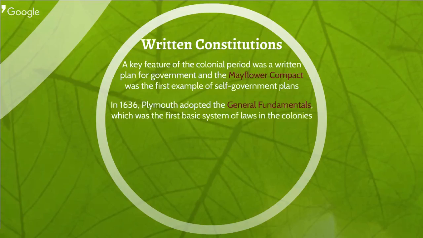In 1636, the colony of Plymouth adopted the General Fundamentals. And the General Fundamentals are the first basic system of laws in the colonies. So this would be similar to what you would find in the state of Ohio with the Ohio Revised Codes, or the Federal Penal Codes for the nation, or the national government, excuse me. So they were basically the first system of laws.